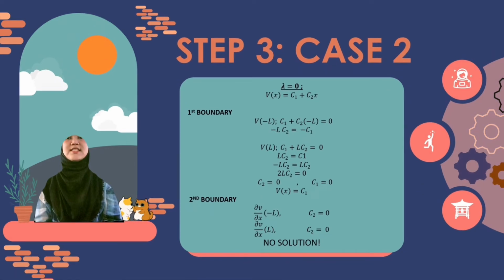For the second case, lambda equal to 0, the general equation is C1 plus C2x. Substitute the first boundary condition into the general equation. Applying the first boundary condition gives C2 equal to 0. C1 will also equal 0, and this will make the second boundary condition a trivial solution. Hence, a solution does not exist for this case.